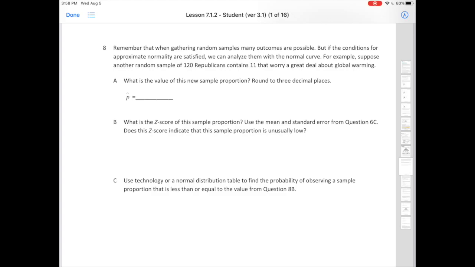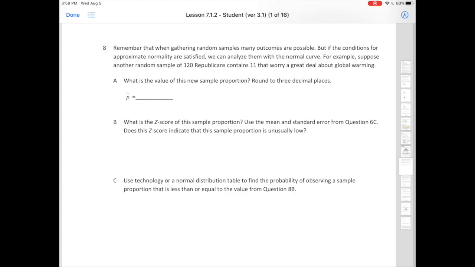This last problem is going to require some calculator usage, but this first part is pretty basic, so let's go ahead and start there. Remember that when gathering random samples, many outcomes are possible. But if the conditions for approximate normality are satisfied, we can analyze them with the normal curve. The whole point here, guys, is that once you have a normal distribution, we can use our graphing calculators to tell us a lot of interesting information. So let's go ahead and try this problem.